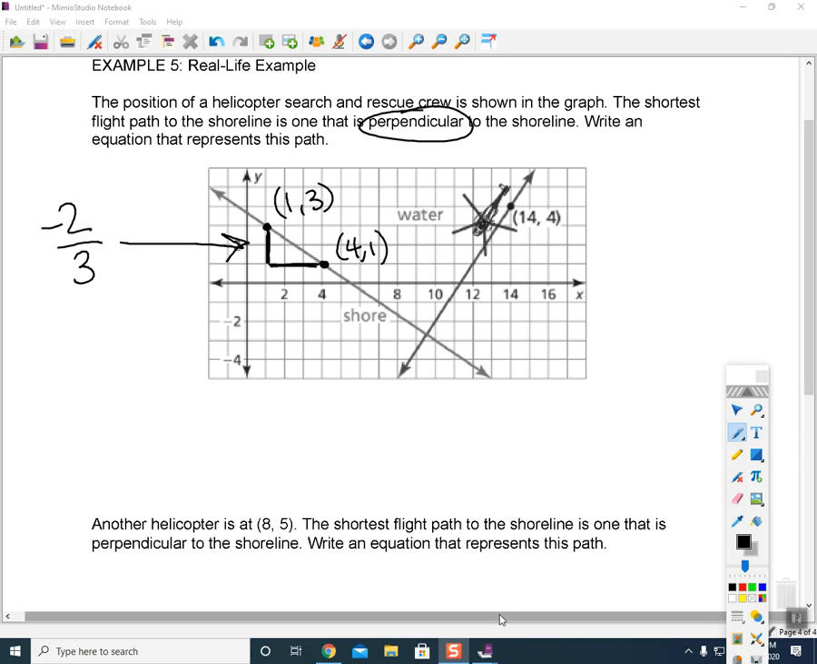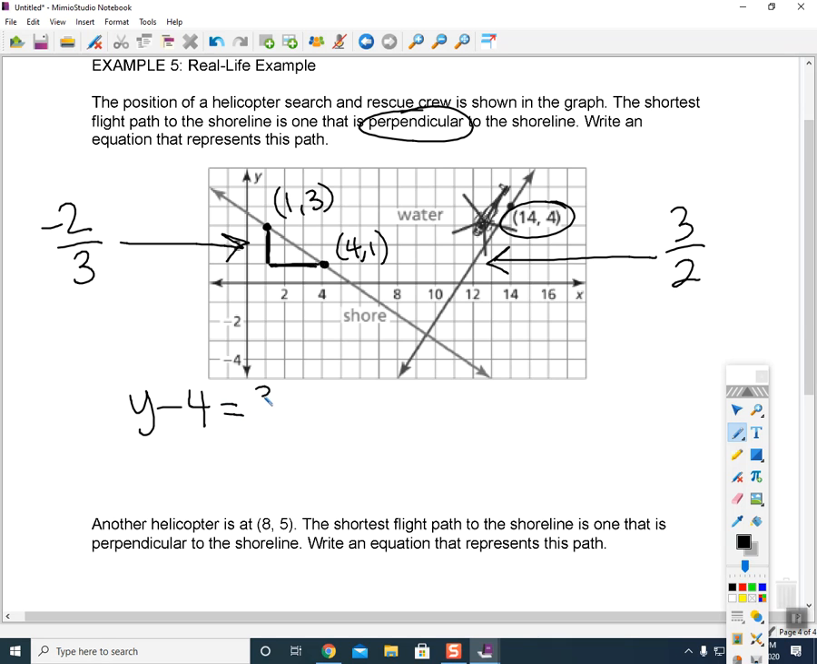Okay, if the helicopter is flying perpendicular to the shoreline, then the slope for this line needs to be the opposite reciprocal. So opposite would be a positive 2/3. Reciprocal is going to be 3/2. So I know that I need to write an equation with a line that has a slope of 3/2 and goes through the point 14, 4. So I'm just going to use my point slope form. y minus 4 equals 3/2 times x minus 14.